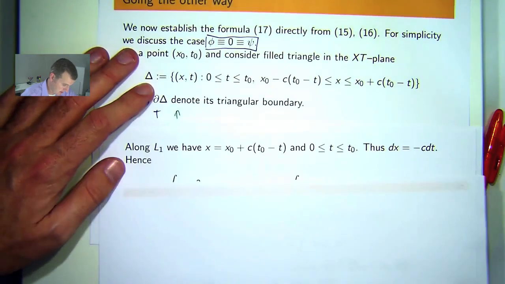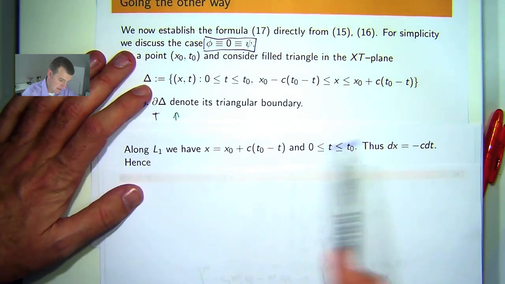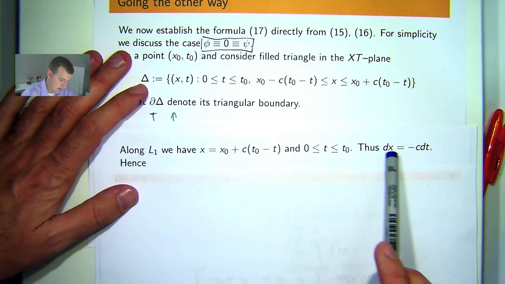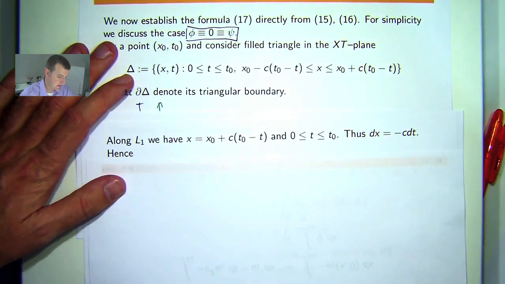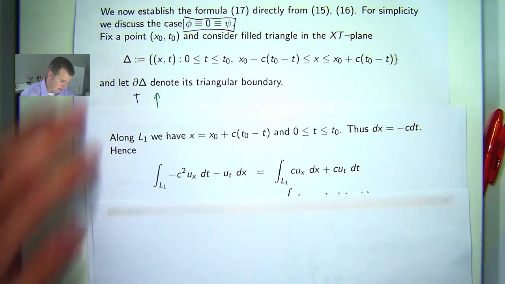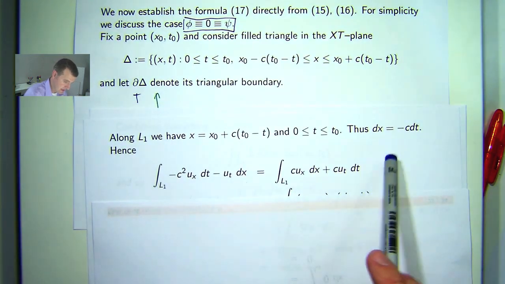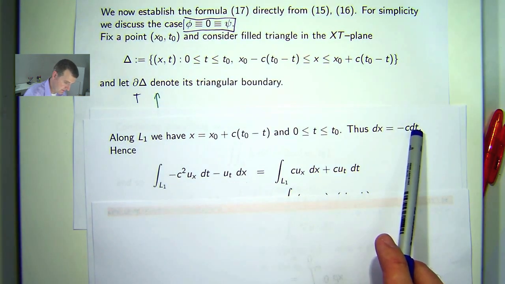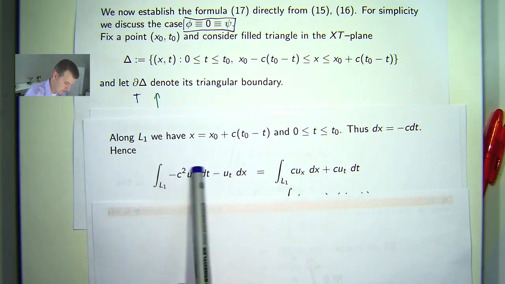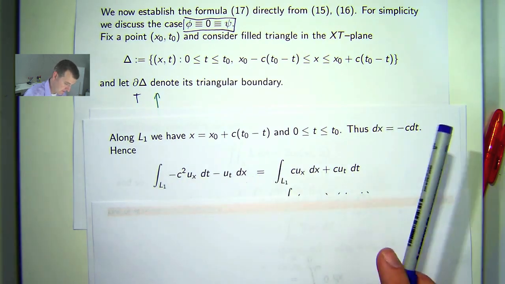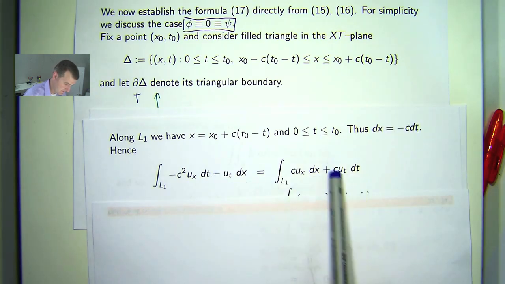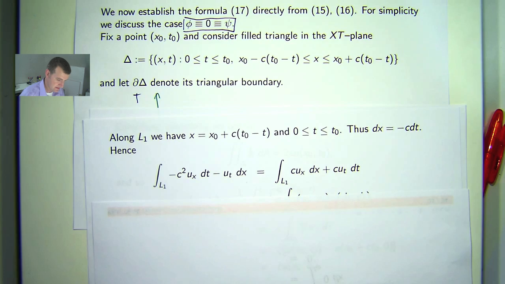So x equals that, t is between 0 and t naught, and if I take the differentials here, I'll get dx equals negative c times dt. So what I can do is take this expression, replace dt with negative dx on c, so that term has gone to that term, and replace dx with negative c dt, so that has gone to that.